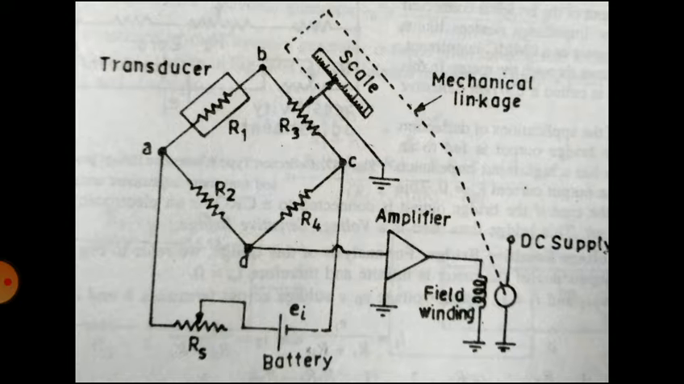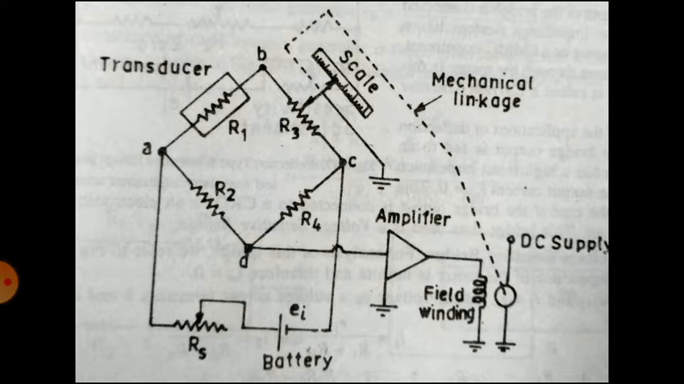When using this type of measurement, adjustments are made in various arms of the bridge so that the voltage across the detector is zero and hence no current flows through it. When no current flows through the detector, the bridge is said to be balanced. Under conditions of balance, R1, which is connected to the transducer, is equal to R2 into R3 upon R4.